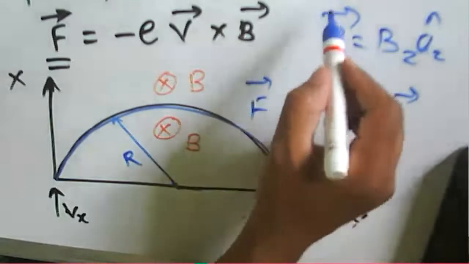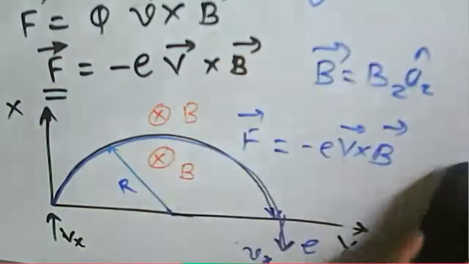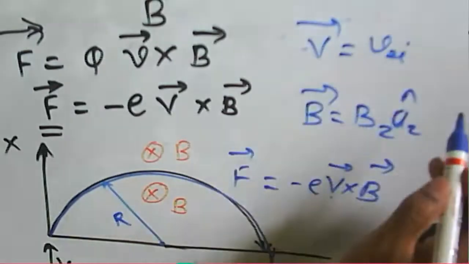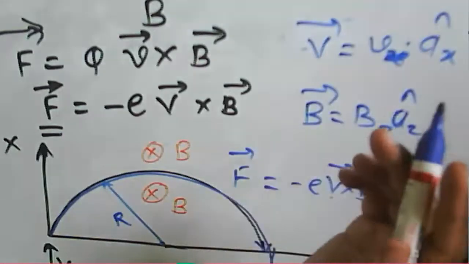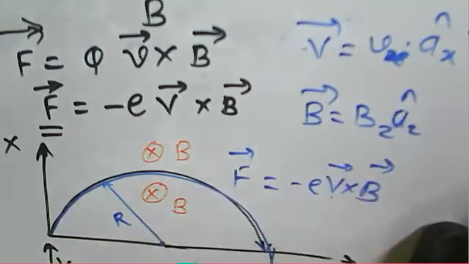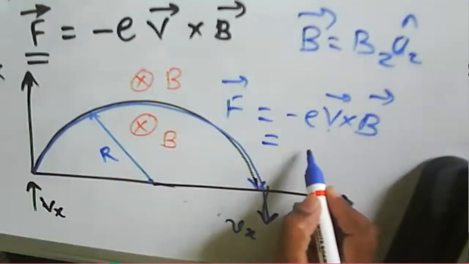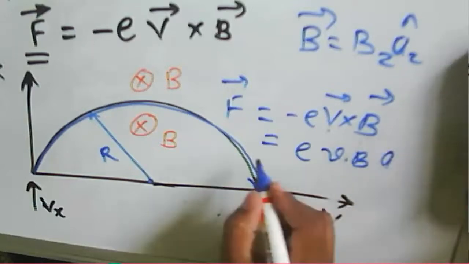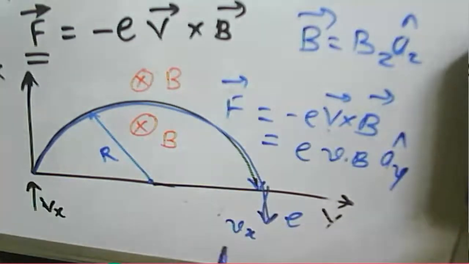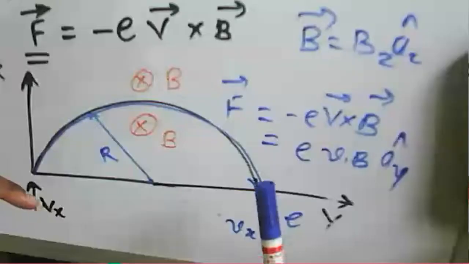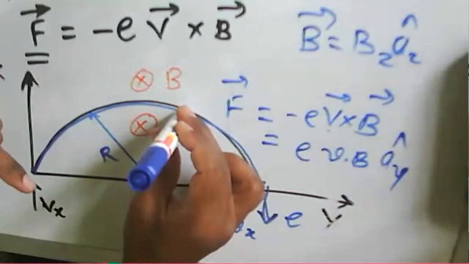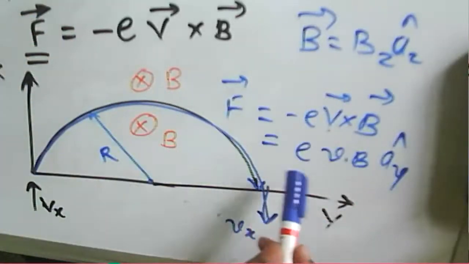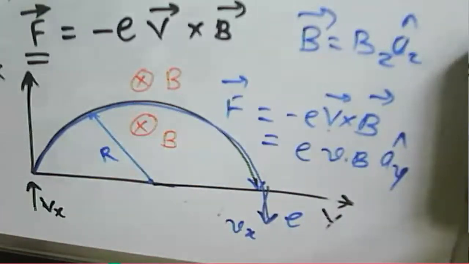So in that case, V will be Vx, with unit vector Ax. So we will write that F is equal to e times the velocity times B, and in that case, the force has the unit vector Ay. Because the electron is moving in the X direction and the magnetic field is in the Az direction, so X and Az form the XZ plane. So in that case, the force will be perpendicular to that XZ plane. That's why F is equal to e V B Ay.